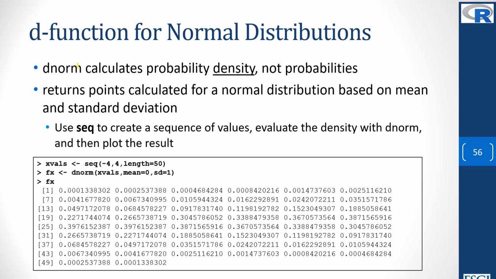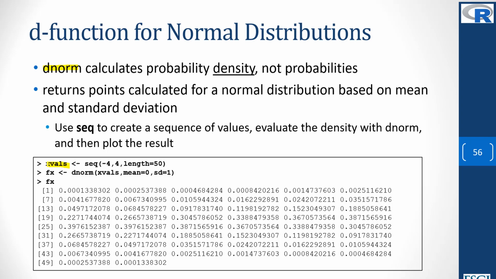So the dnorm function for normal distributions calculates density, not probabilities, unlike the dbinom function, which calculates the probabilities for a discrete value. So the function returns points that are calculated on a normal distribution based on the mean and standard deviation that you provide. This is an example where we're using the sequence function to provide a sequence of x values, and then use a dnorm function to calculate the corresponding y value points. And then we can plot the curve.